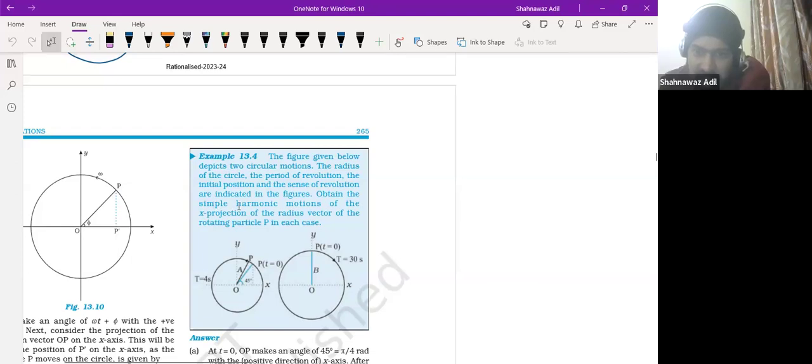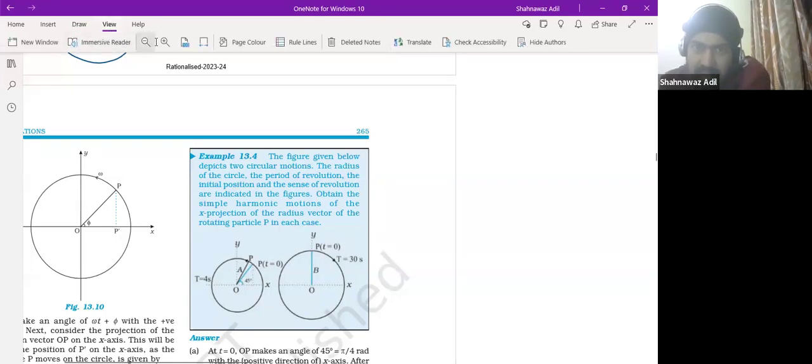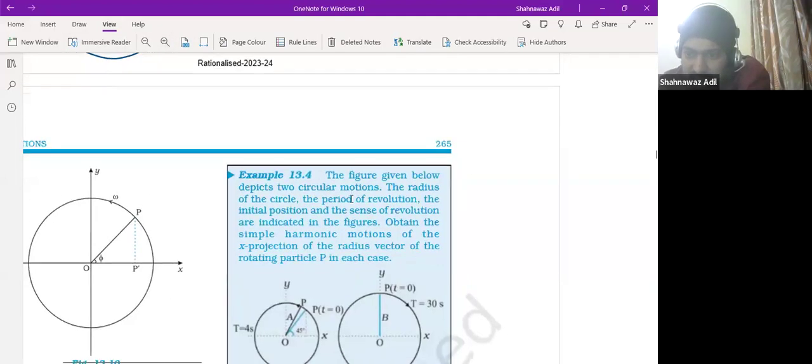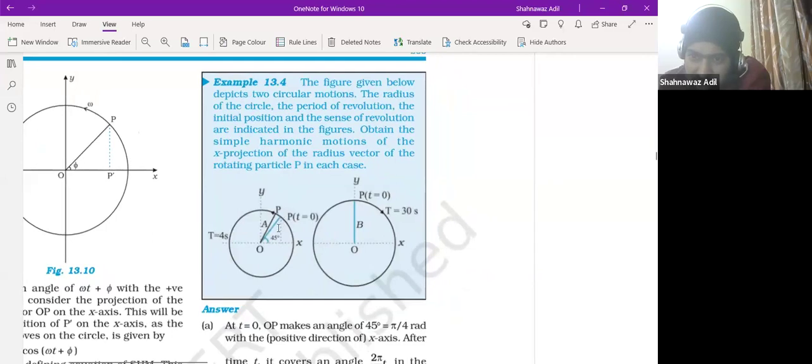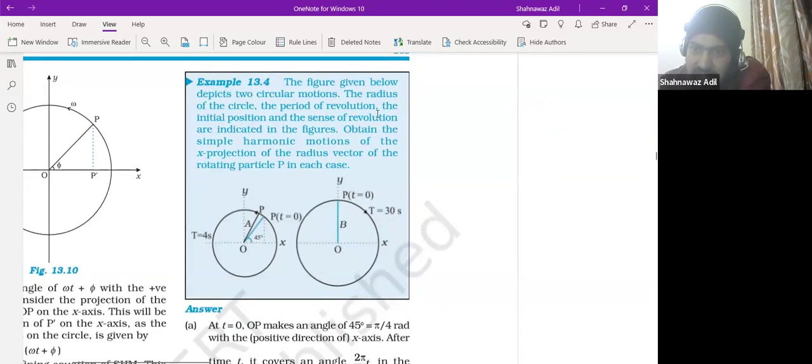Simple harmonic motion of the projection of the radius vector of the rotating particle, in each case, right? So we have these two diagrams. This blue line represents the initial condition. The radius of the circle and the initial conditions are indicated in the figures. Obtain the simple harmonic motion of the projection of the radius vector of the rotating particle in each case.